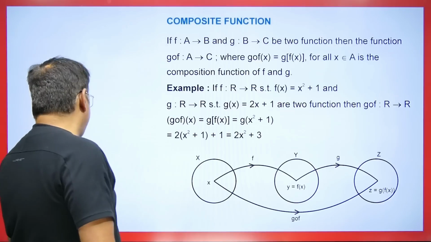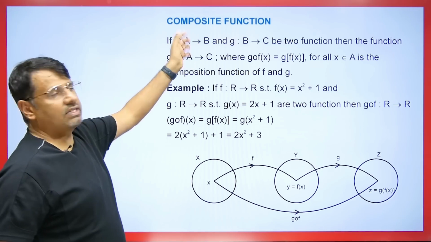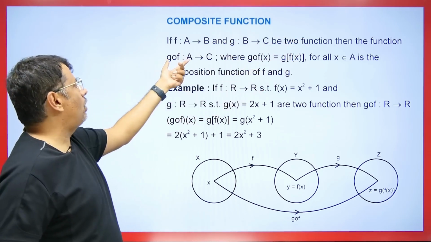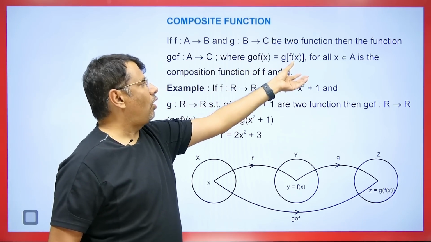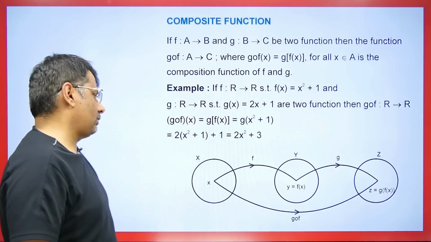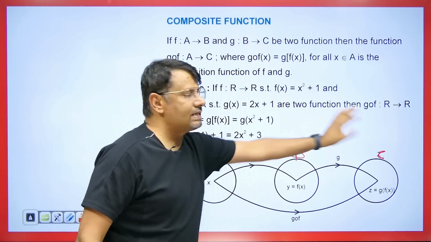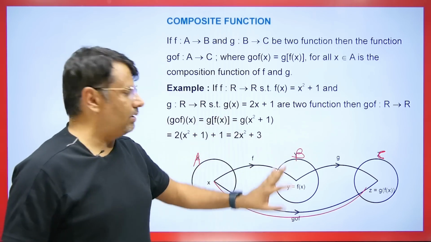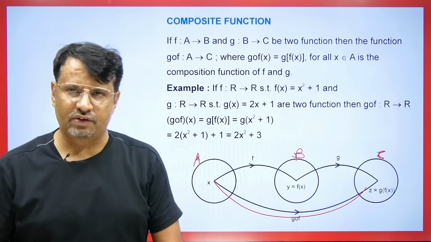Moving on. Now, we'll discuss the composition of functions. So, what is a composition function? If f is defined from A to B and g is defined from B to C, both being functions, then the function g o f from A to C, where (g o f)(x) is equal to g(f(x)) for all x belonging to A, is the composition function of f and g. What is the meaning of this? Listen, if f is defined from A to B and g is defined from B to C, then the function that goes directly from A to C, bypassing B altogether, is called the composite function.